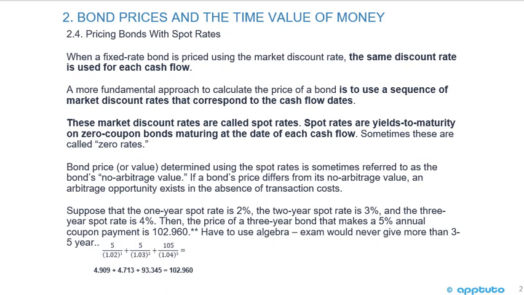So you have to use algebra, and I said here the exam would never give you more than 3 to 5 years. So you can't use the time value of money because you're not putting in an I/Y, okay? You have to do the present value of each individual cash flow. So you can see that I'm doing the present value of the first coupon, the second coupon, and the third coupon combined with the $100 par value, and I'm discounting by 2%, 3%, and 4% for the 1-year, 2-year, and 3-year, and therefore you can see that the price of the bond is 102.96.